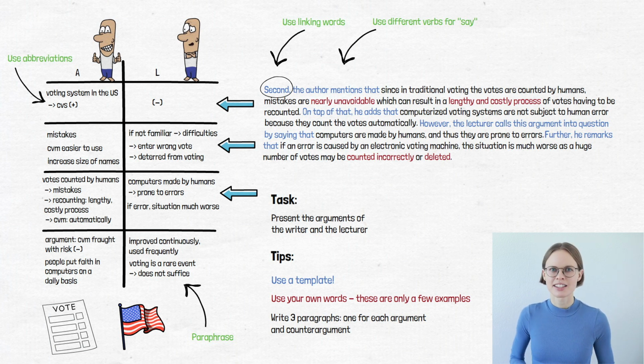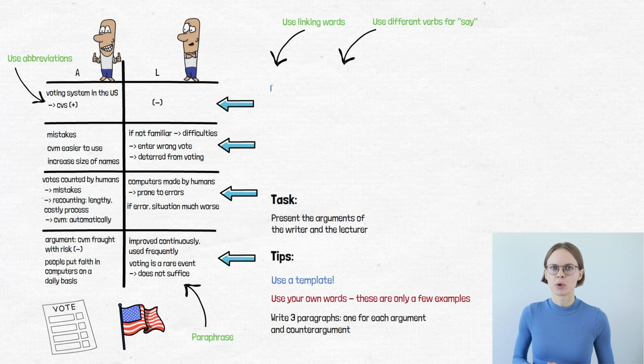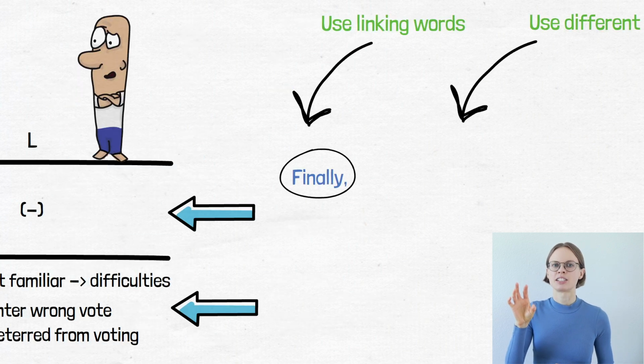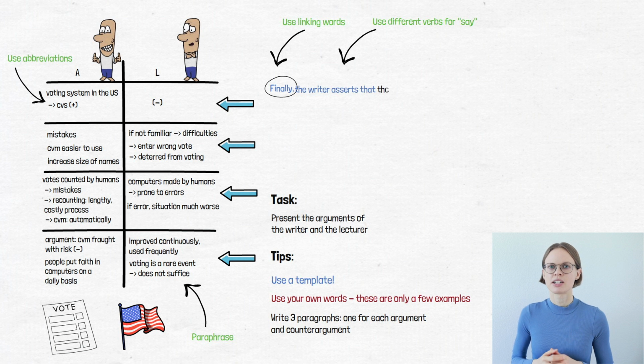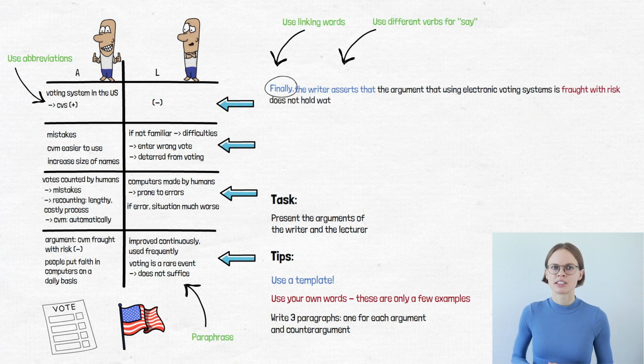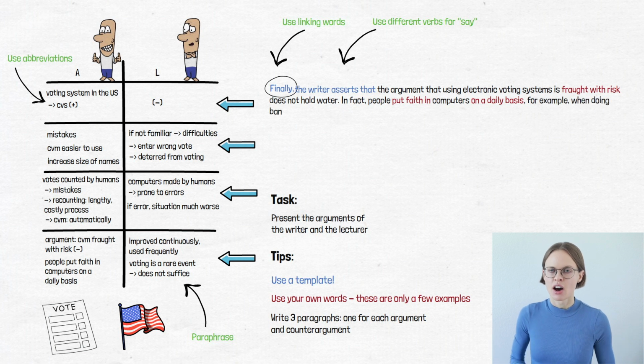Let's get to the last argument of the author. I start this last paragraph with "finally" to indicate that I'm going to talk about the last argument of the author. So I'm going to write, "Finally, the writer asserts that the argument that using electronic voting systems is fraught with risk does not hold water. In fact, people put faith in computers on a daily basis. For example, when doing bank transfers or when communicating critical information."